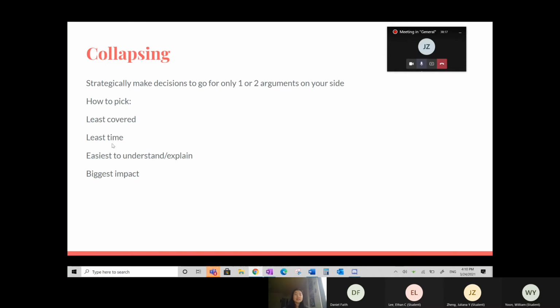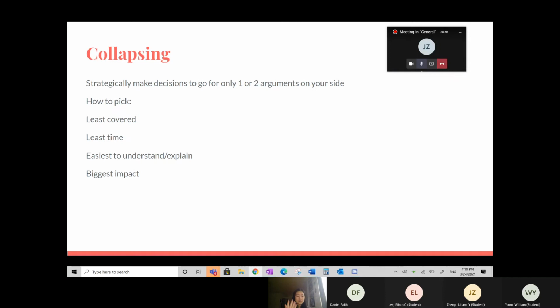So least covered. Second is least time, right? Some contentions are 400 words long. Some contentions are 100 words long. Some are easier to explain in a shorter time. So the one that takes you the least time can also be a good strategy, because if you spend less time trying to extend your case, you have more time to actually argue about their case or argue about different things, right?